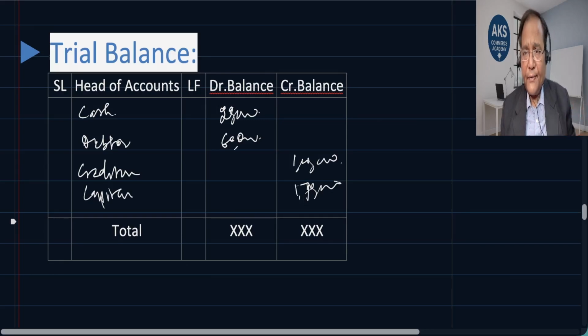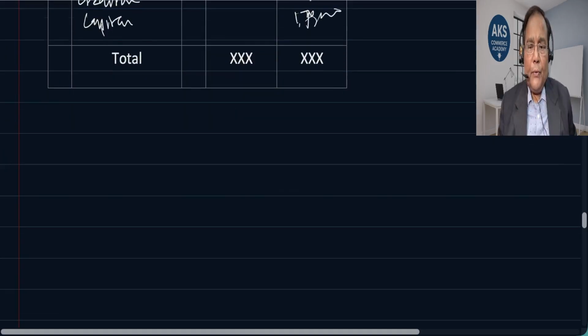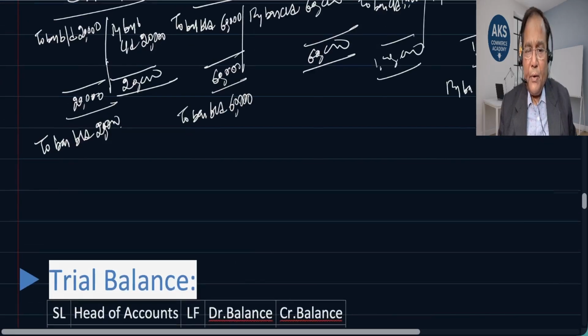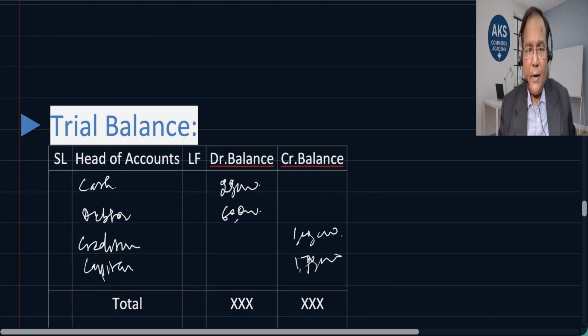But from the understanding perspective that for every debit there is a corresponding credit done, that is why the debit balance and credit balance are appearing the same. I hope this is clear. So we have understood this now. We will understand this in greater detail.